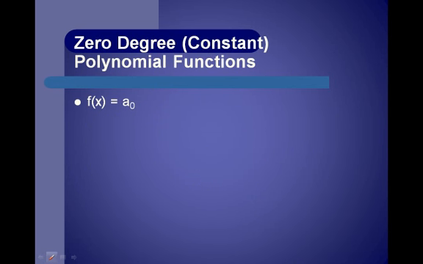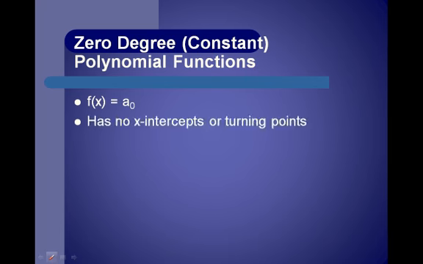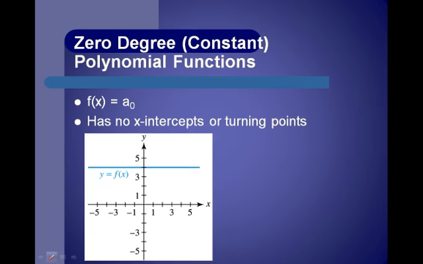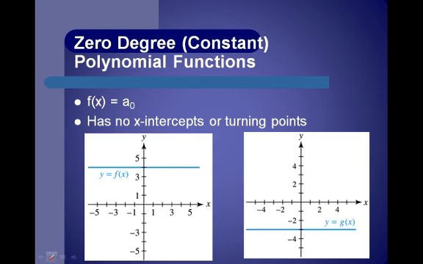When we talk about polynomial functions, we can talk about polynomials of degree 0. That means there is not an x term. A polynomial function of degree 0 has no x-intercepts and no turning points. Some examples are these two functions. This one is f of x equals 4, and this one is f of x equals negative 3.